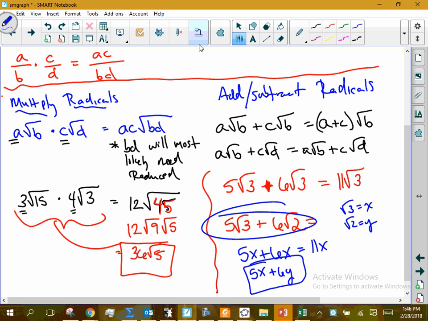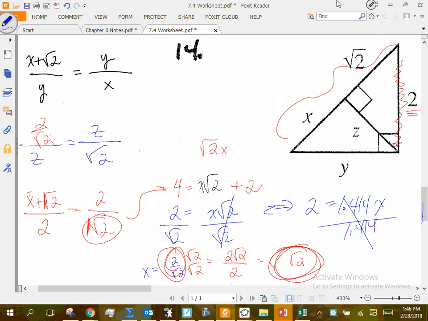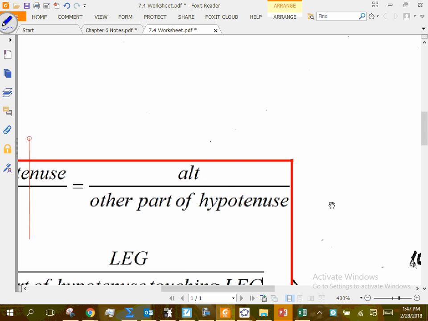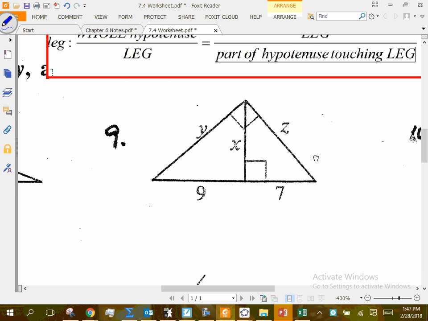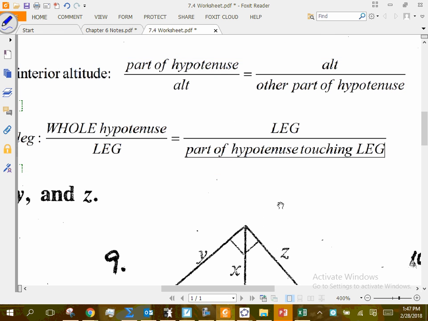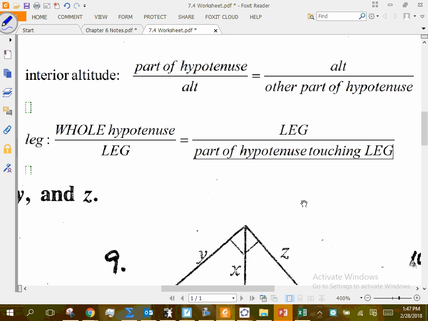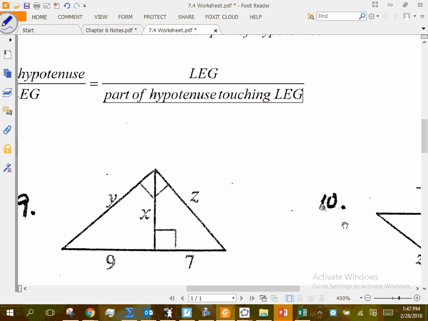Dealing with radicals and denominators. Okay, so that being said, let's look at a couple questions off of the worksheet. We showed this the other day. I think it's a good idea that you guys have that written somewhere. That's the rules that are going to set up our proportions. Okay. So now look at the worksheet. Are there any specific questions that you guys want to go over? I want to do 10 and 14 specifically.